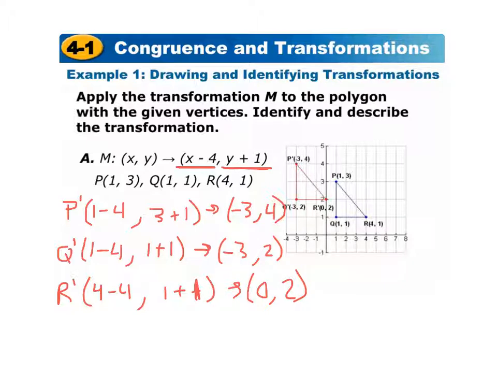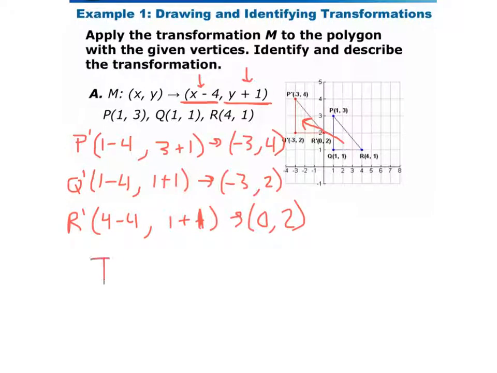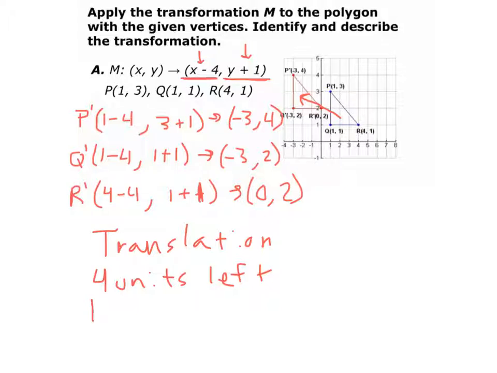So in this transformation, we're sliding it to the left 4 and up 1. x minus 4 is telling us that it's going left 4, and y plus 1 is telling us that it's going up 1. When we're sliding something, what type of transformation is it? If you go back to the page before. Translation. Perfect. So this is a translation: 4 units left and 1 unit up.